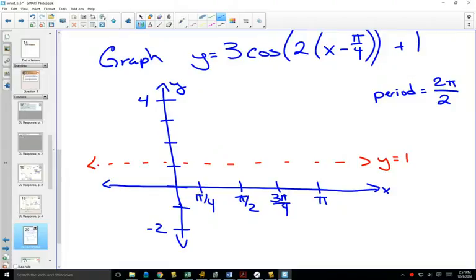Once you've done the DAB, then graph it temporarily. So where does cos normally start? Cos normally starts at a maximum. So start at your maximum, then go to your center line, down to your minimum, back to your center line, and back to your maximum. I'm just going to draw this in a dotted line because this is not our final graph. This is our graph before our horizontal translation.